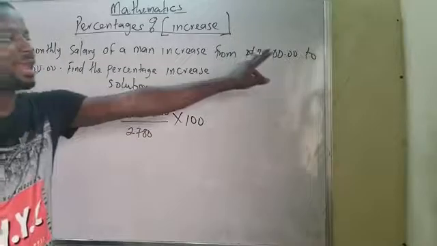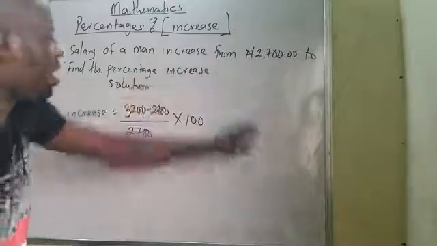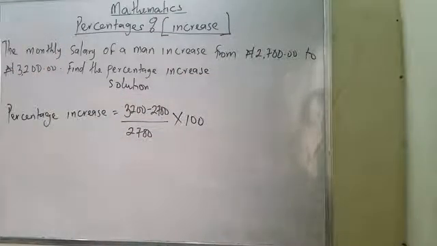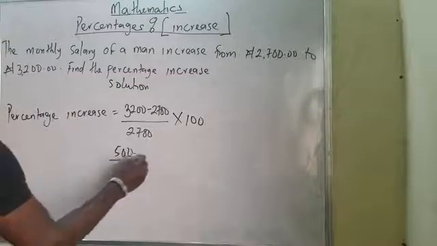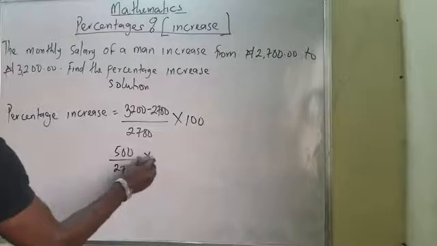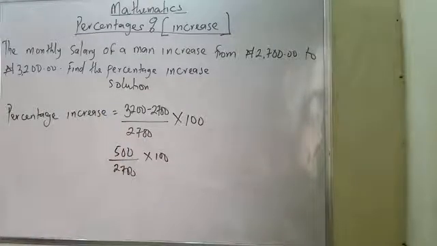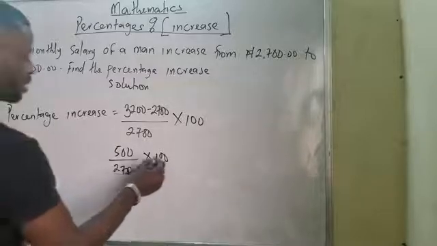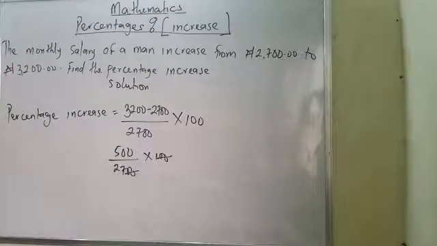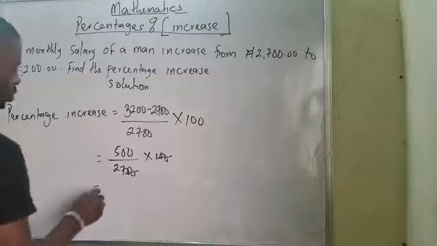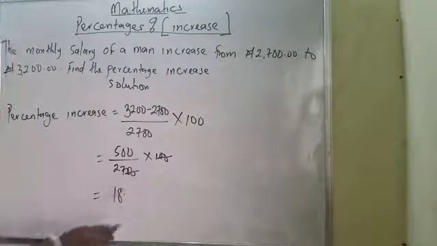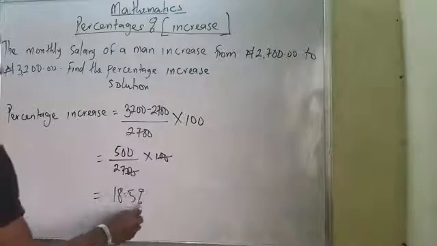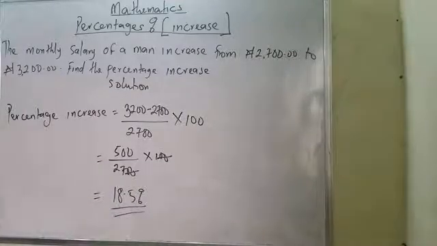Don't forget, final minus initial, all over the initial. That is very, very important. 500 naira divided by 2,700 multiplied by 100. With the help of my calculator, I will have it to be equal to 18.5%. That is what you need to do.